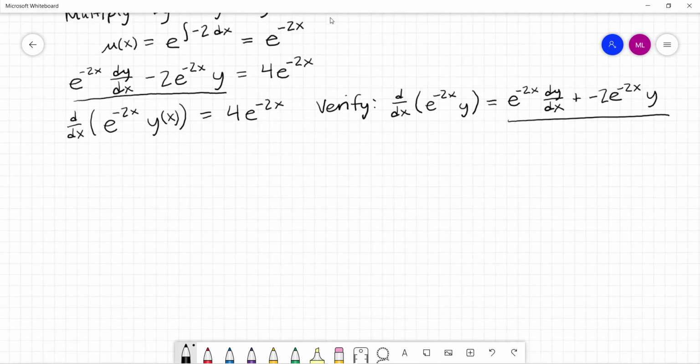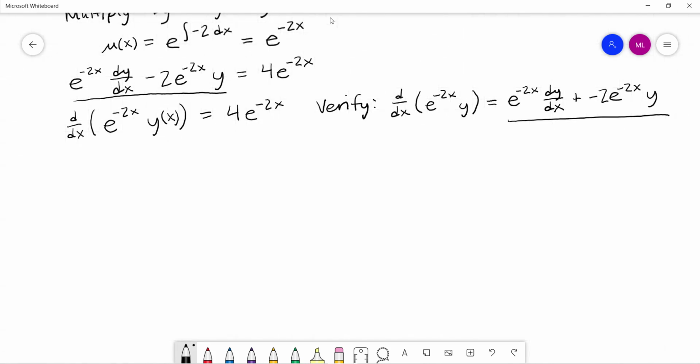And now we have something we can integrate. So I'm simply going to integrate both sides, so integrate the d dx of e to the negative 2x times y dx term. We have to integrate the other side as well.